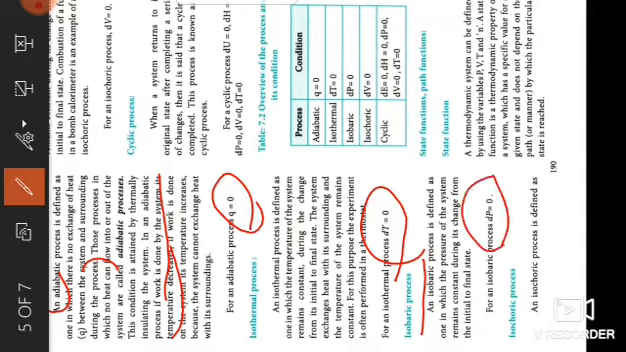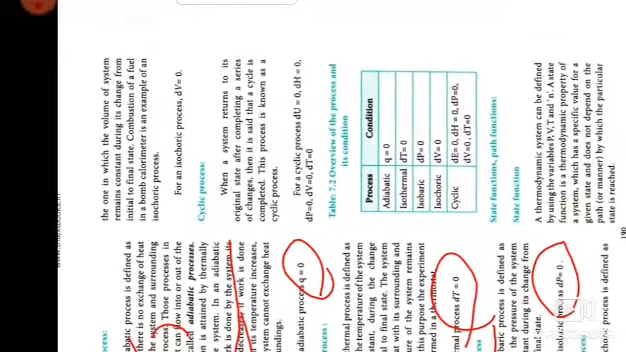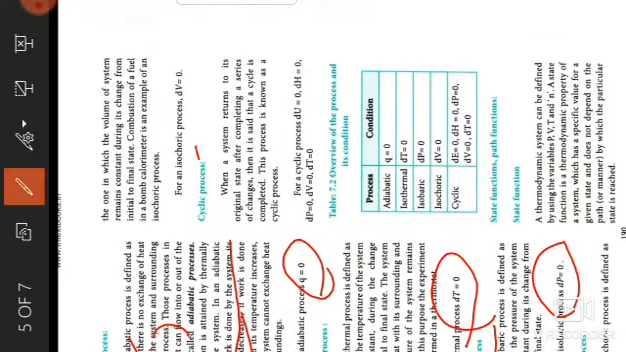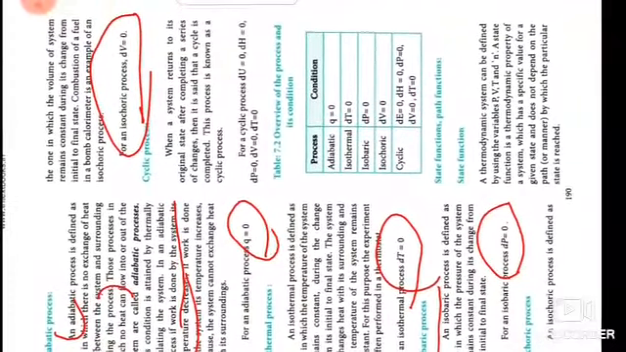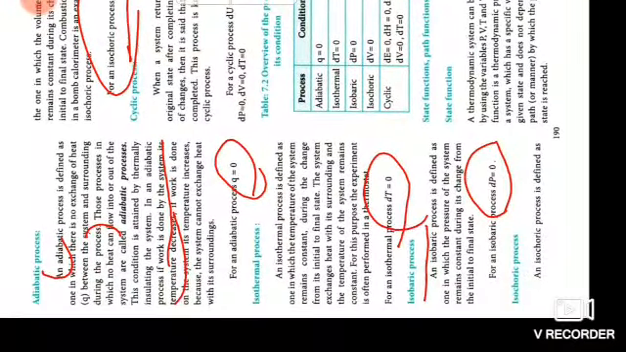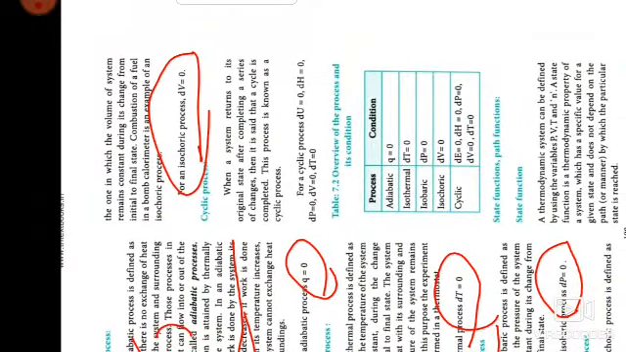What is isochoric? Isochoric means volume. Volume remains constant during changes from initial state to final state. So that is called isochoric process. That is dV, the volume change, is equal to 0. So what are the things we have learned? First one is isothermal process, temperature remains constant. Isobaric process, pressure remains constant. Isochoric process, volume remains constant during changes from initial state to final state.